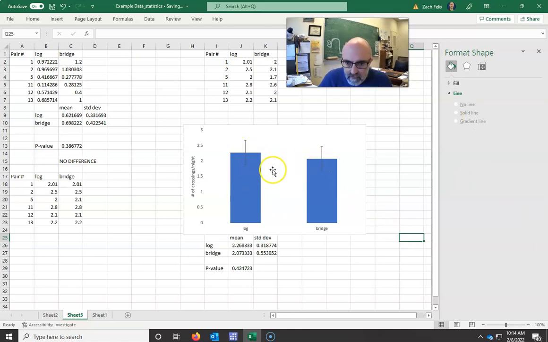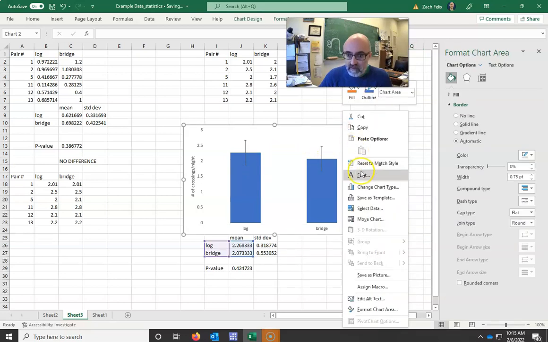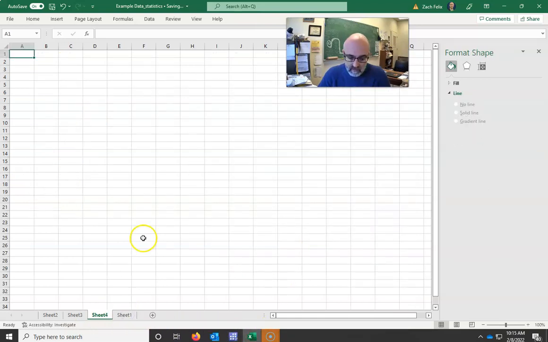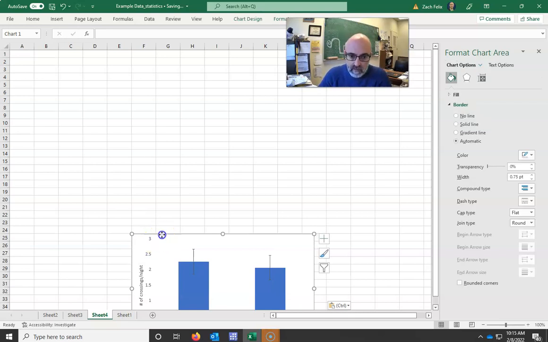Okay, so we see, again, p-value is pretty high, so that means there is no real difference between these. If you just have the mean, it looks like the mean crossing the log is higher than the one crossing the bridge, but when you throw in this error bar based on standard deviation, you can see there's a lot of overlap. Okay, and then you can just take this whole thing, copy it, and put it wherever you want to. You can put it right into your lab report.